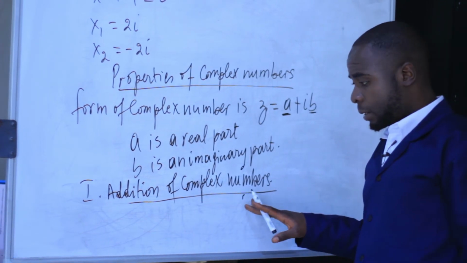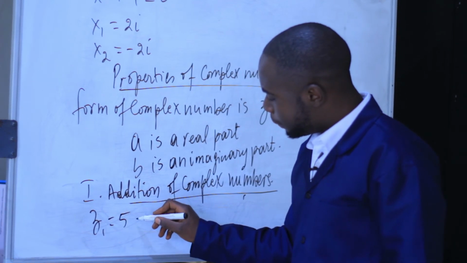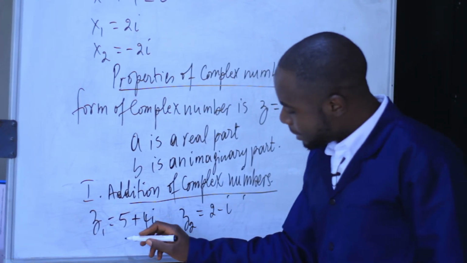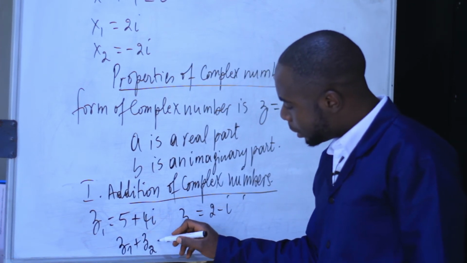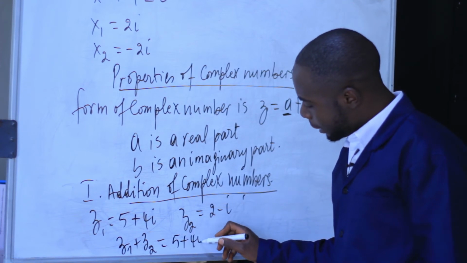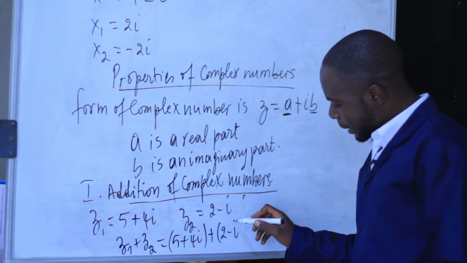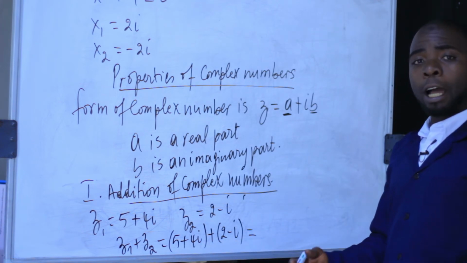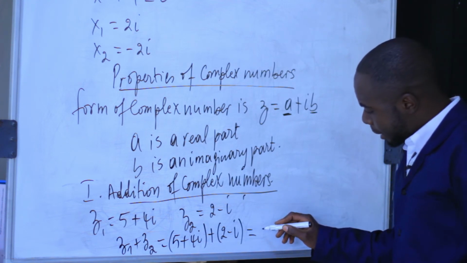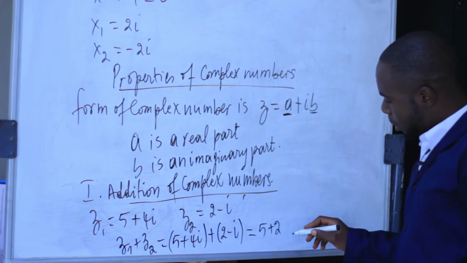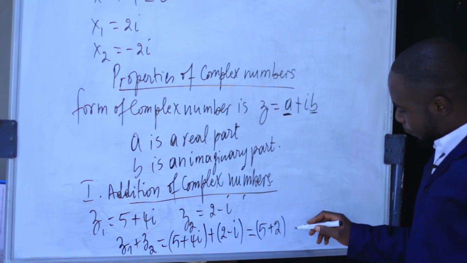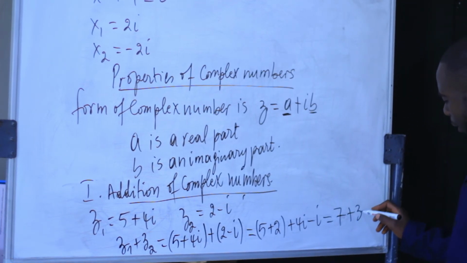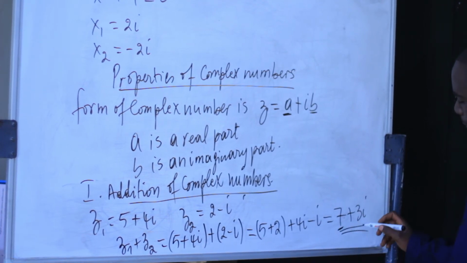Addition of complex numbers. Let's have Z1 equal to 5 plus 4i, and Z2 equal to 2 minus i. You are asked to find Z1 plus Z2. You shall have 5 plus 4i plus 2 minus i. Here we add the real parts and we add the imaginary parts. It means 5 plus 2, and then plus 4i minus i. The answer will be equal to 7 plus 3i. The real part is 7, the imaginary part is 3.